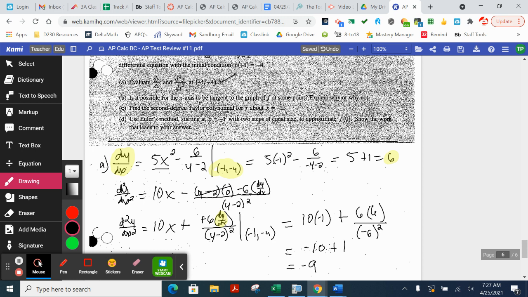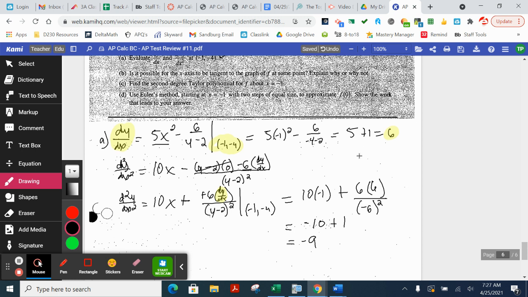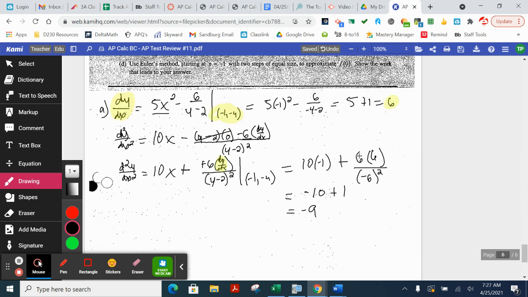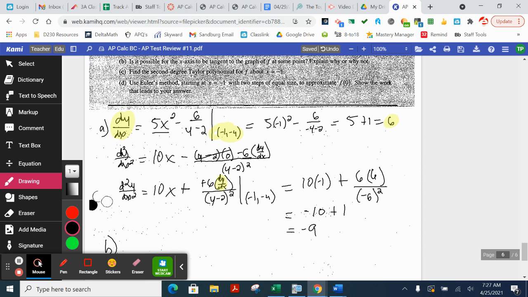Part B says, is it possible for the x-axis to be tangent to the graph of f at some point? Understand what that's now asking. Instead of asking you to write the equation of a tangent line, which has been done over and over again, it's just a little different way to test you on this idea.